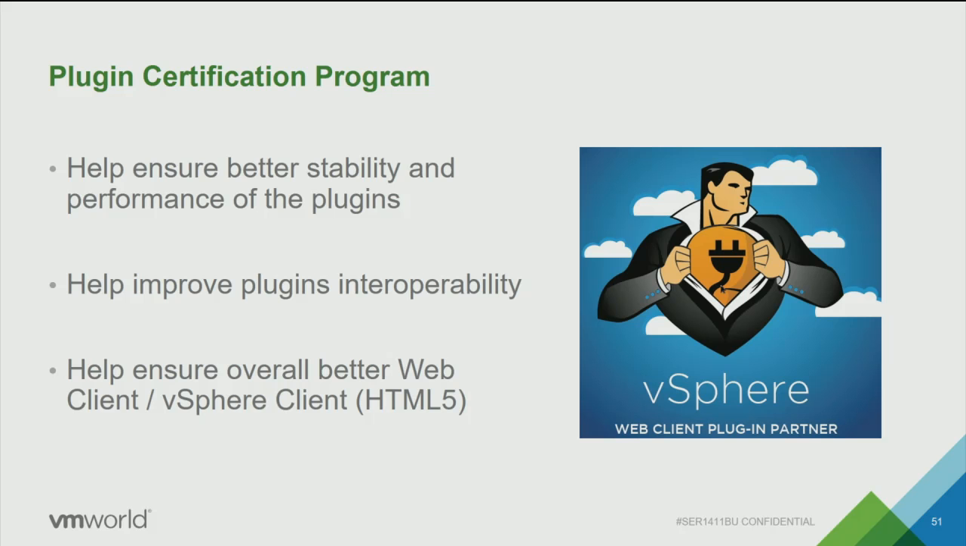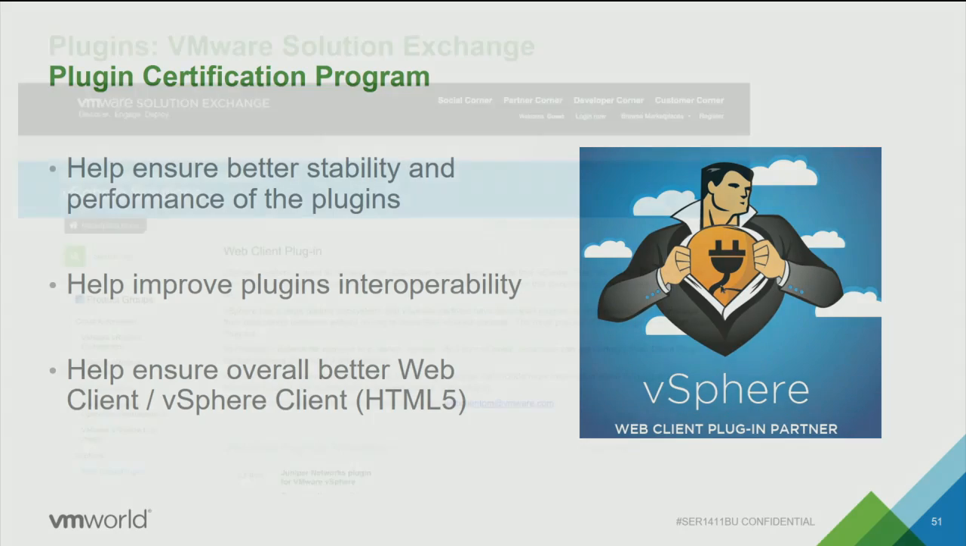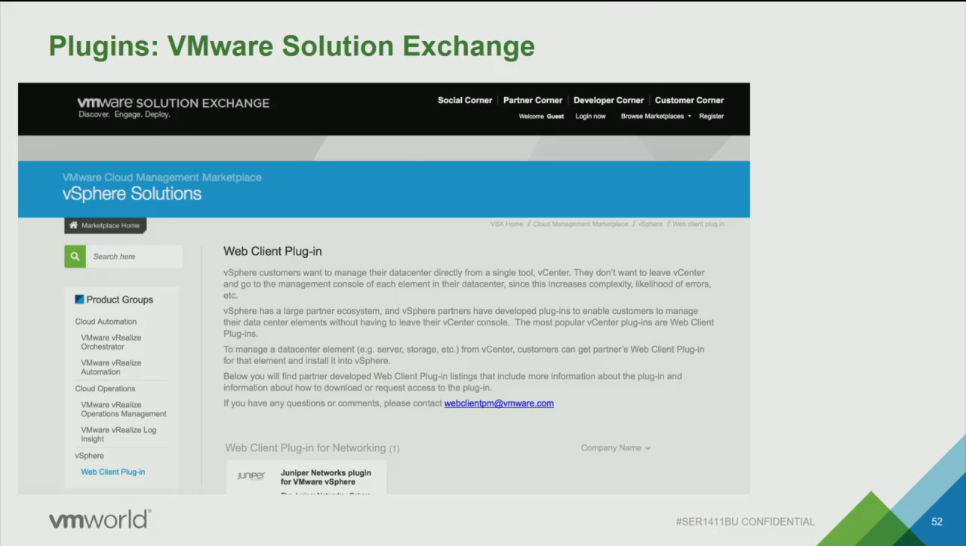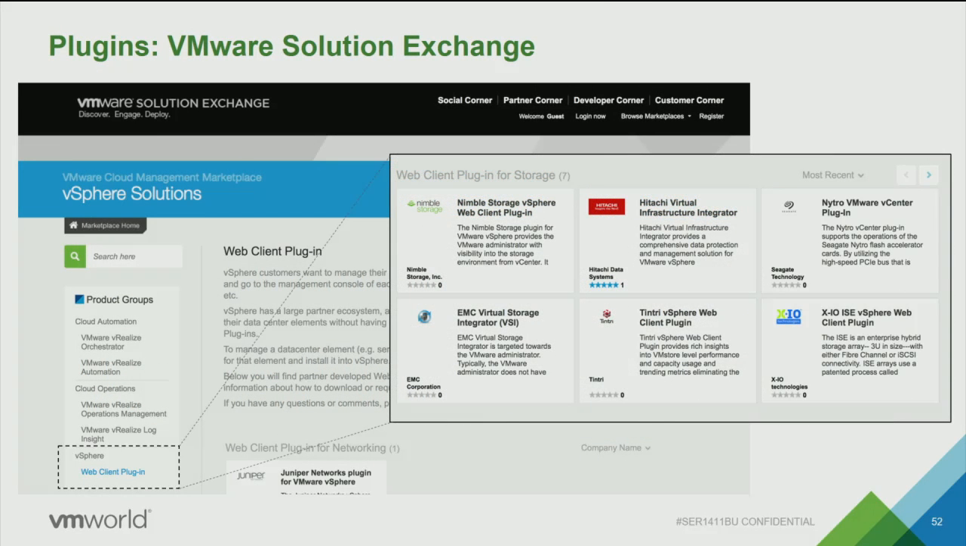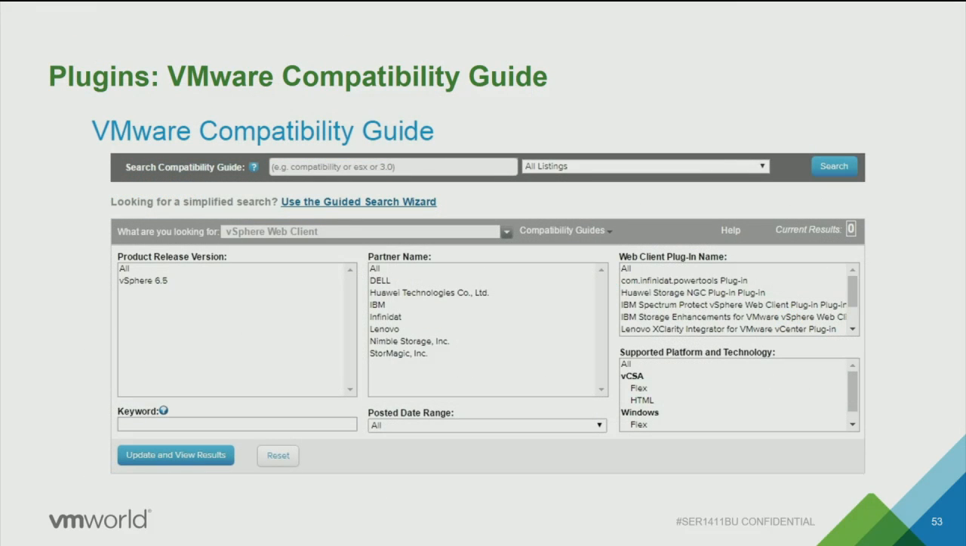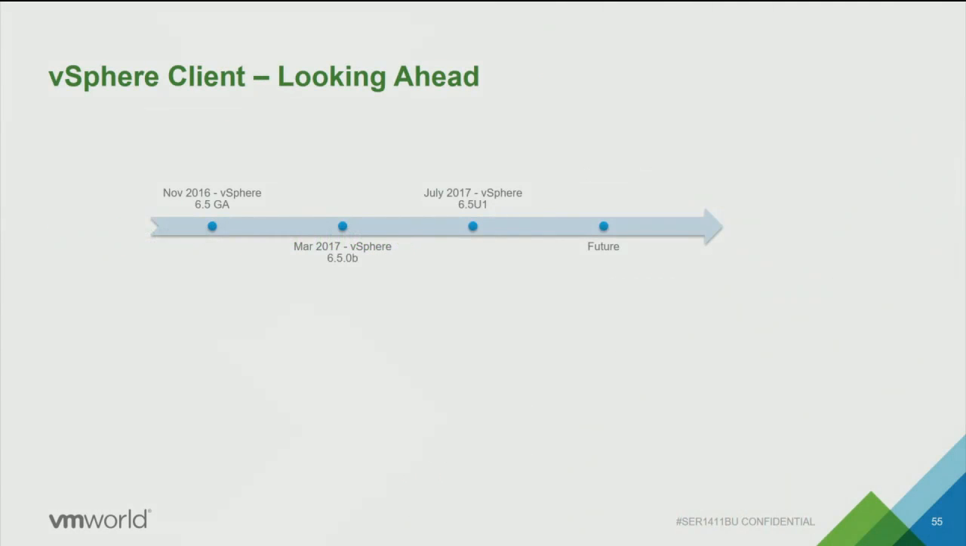So if you were using Veeam or Commvault or Dell OpenManage or something like that, we want to get them in this program. In VMware Solutions Exchange, which is a website we have, there's a subsection specifically for web client plugins. When partners get certified, they get on our compatibility guide, so you can actually search for which plugins have been certified. This means we're saying that these plugins have been tested to at least a standard that we've set, as opposed to, hey, random thing from nowhere. Who knows? So let's just talk a little bit about the future.